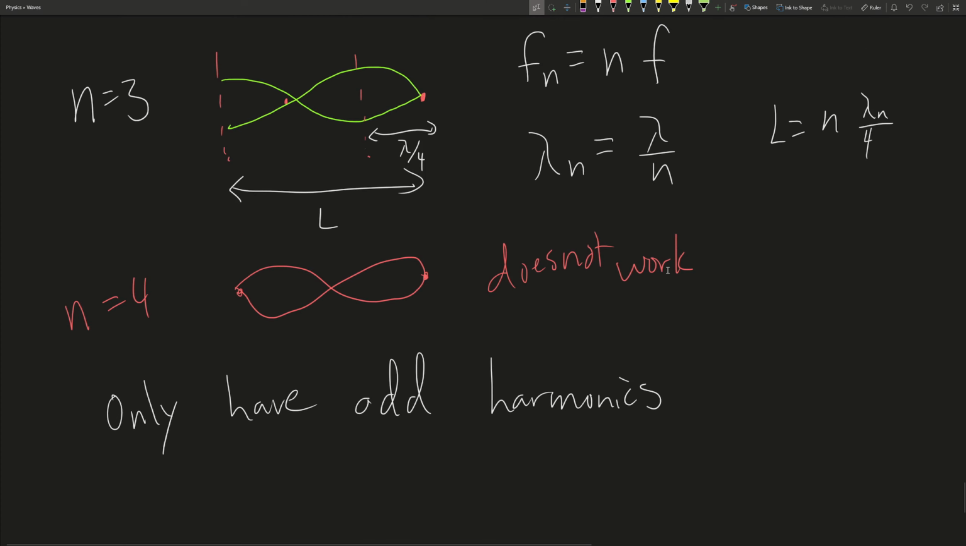All right, that is an overview of physical waves and their properties and how they work, including their harmonics, standing waves, reflections, moving through mediums, velocity, things like that.